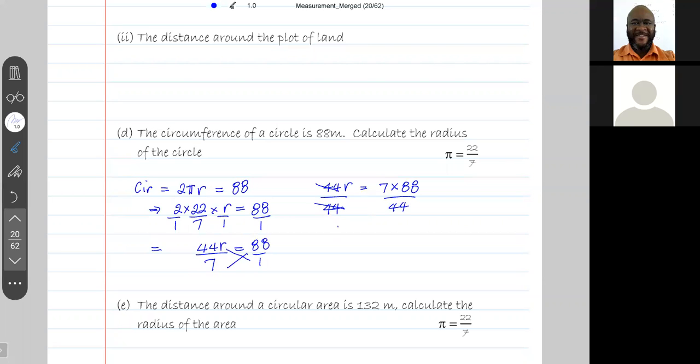And when I do, I'm going to get r is equal to 2 times 7 is 14 meters.